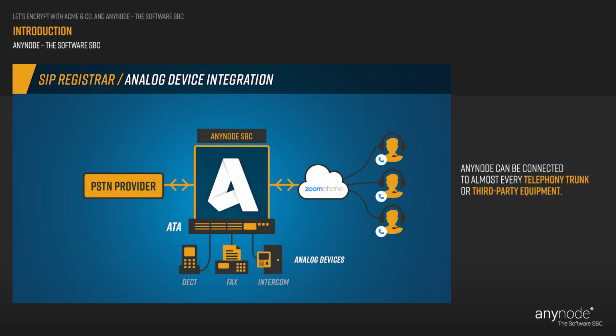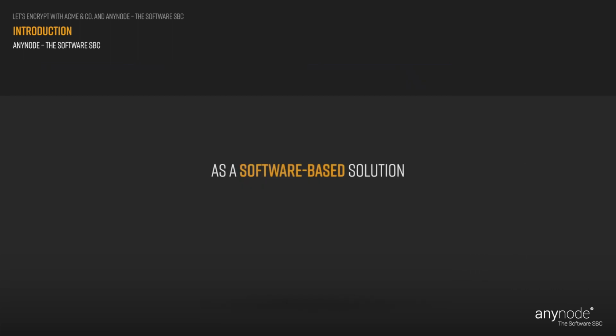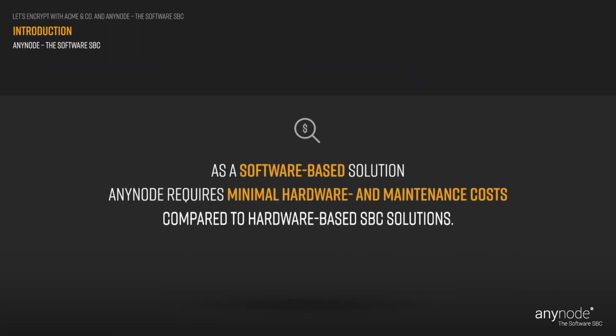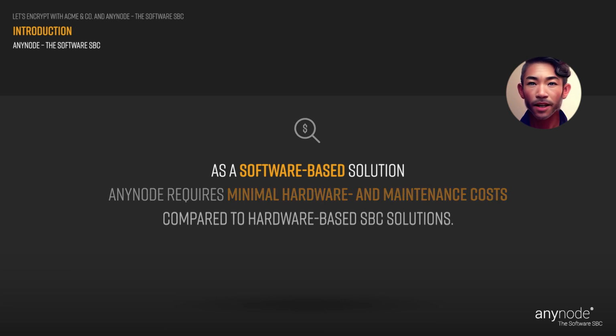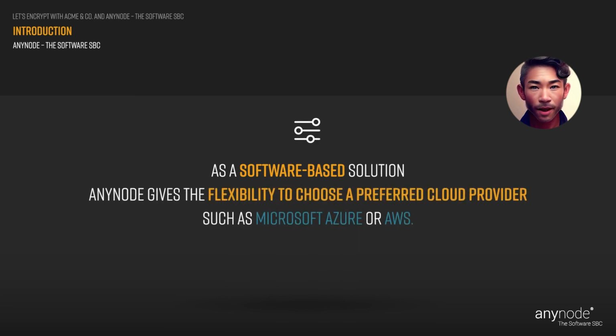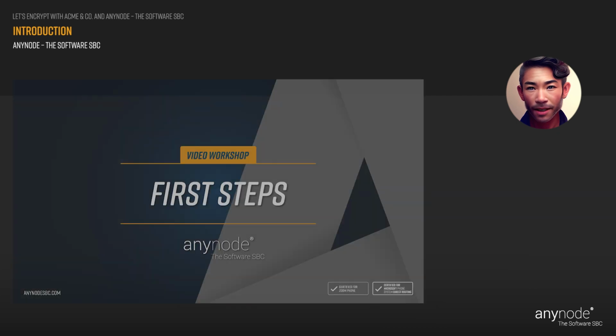Additionally, anynode offers many integration options, making connections to almost every telephony trunk or third-party equipment. Another advantage of anynode is its fair investment costs. Because it is a software-based solution, anynode requires minimal hardware and maintenance costs compared to traditional hardware-based SBC solutions. This includes the flexibility to choose a preferred cloud provider, for example, Microsoft Azure or AWS.